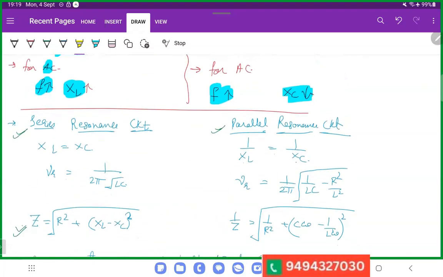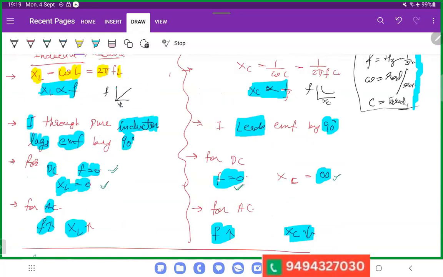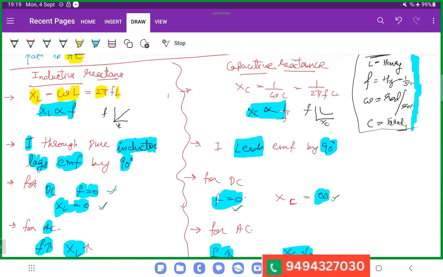See this one. This we saw about inductive reactance and capacitive reactance. Now, if you remember, what is reactance? What do you mean by reactance?